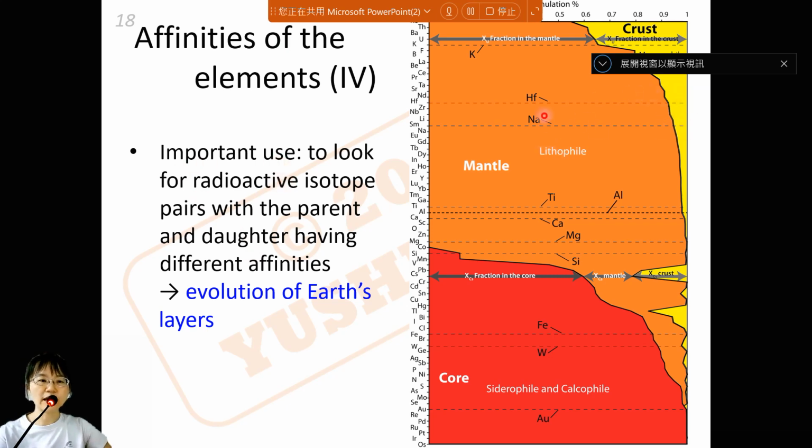Once you know the affinity of different elements, you can make use of them. That's one of your assignments. You can look for radioactive isotope pairs with the parent and daughter having different affinity. You can use them to study the evolution of the Earth's layers. In your assignment, we work with hafnium, which is a lithophile, and tungsten, which is a siderophile. We use this isotope pair to study the evolution of the Earth.